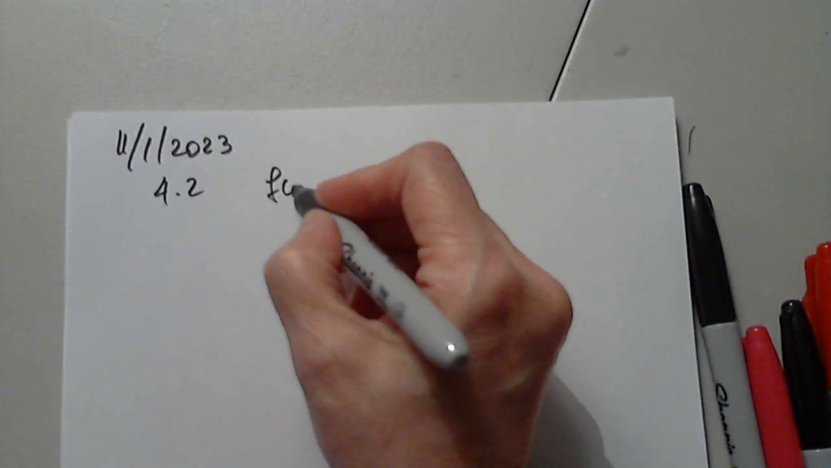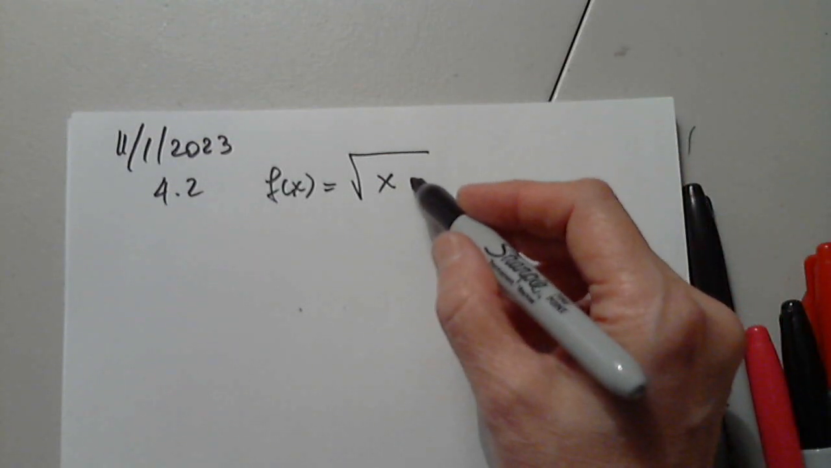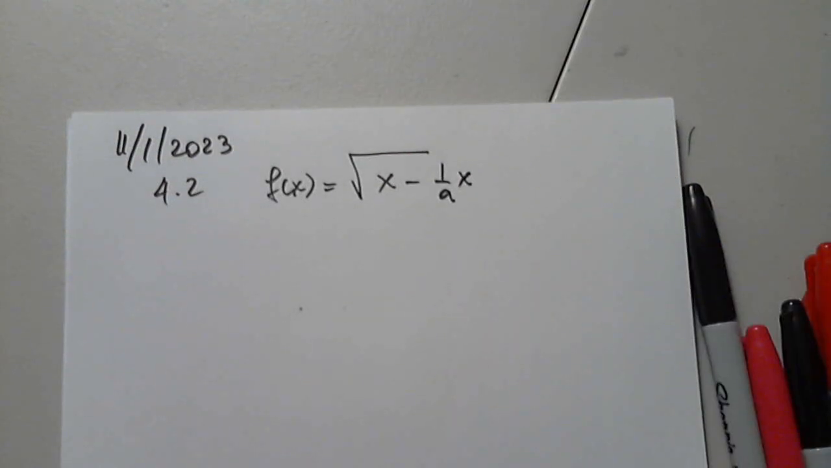So I have 3 questions. One was from 4.2, and it was f of x equals the square root of x minus 1/9 x, not under the radical. Good. For the domain 0 to 81. Yes.